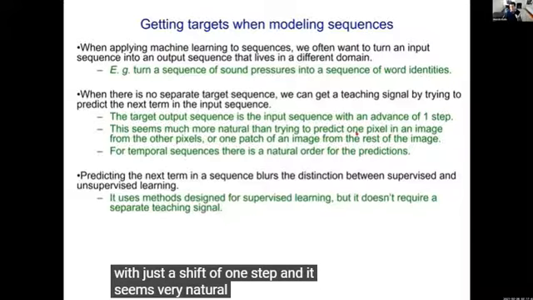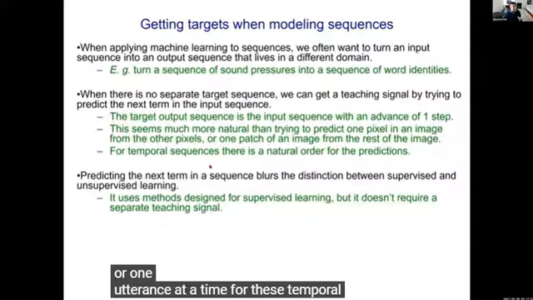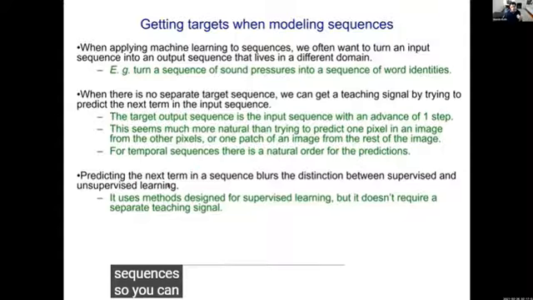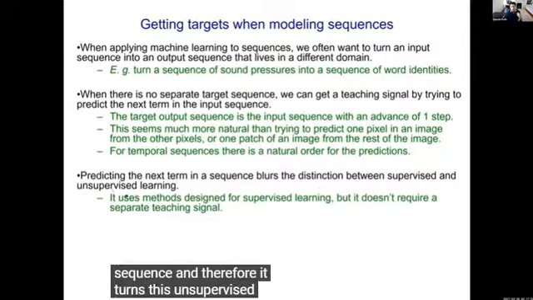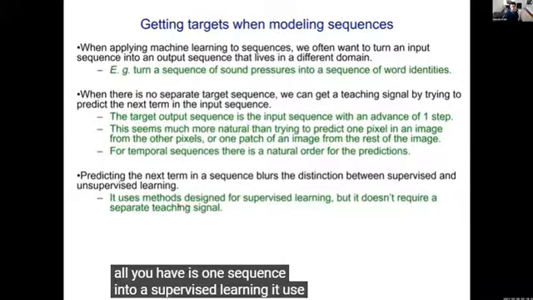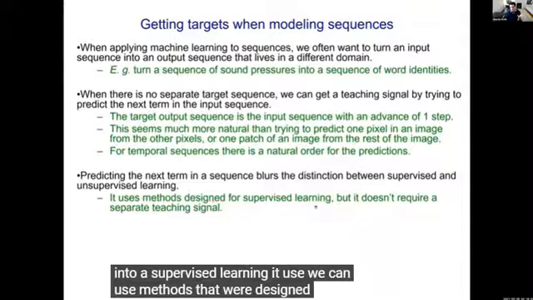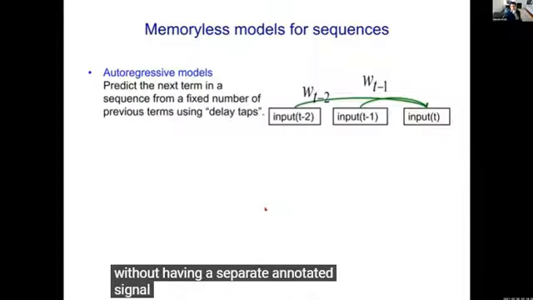And it seems very natural to try to predict small patches or one utterance at a time for these temporal sequences. So you can predict the next term in the sequence, and therefore it turns this unsupervised learning, where all you have is one sequence, into a supervised learning. We can use methods that were designed for supervised learning without having a separate annotated signal.